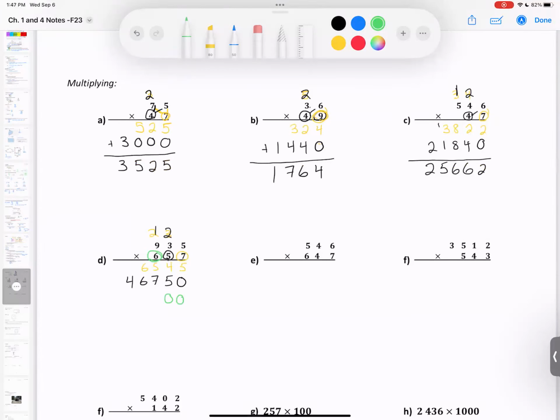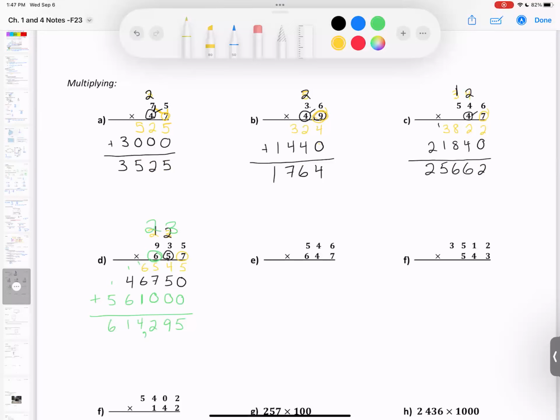Now we can concentrate on that 6. 6 times 5 gives us 30. So carry the 3. 6 times 3 is 18, plus another 3 gives us 21. We'll carry the 2 over. And 6 times 9 is 54. And then add 2 gives us 56. So now we can add all 3 of these lines together. And I get 614,295.